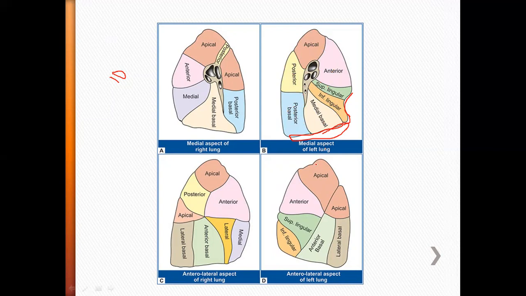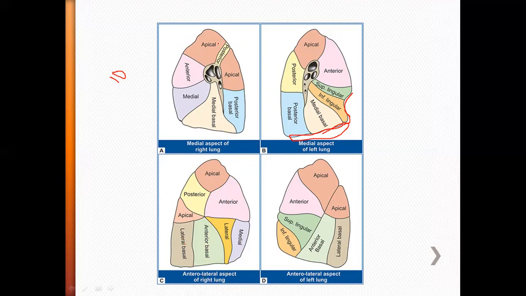So this is the left lung. Come to the right lung. So in the right lung, what is happening? 3 lobes are there. If you see from here, we go to the anterolateral aspect of the right lung. In the upper lobe, we have the apical, anterior, and posterior. And in the middle lobe, we have apical. In the lower lobe, we have the medial, lateral, then anterior basal, and again lateral basal. So this is on the anterolateral aspect.